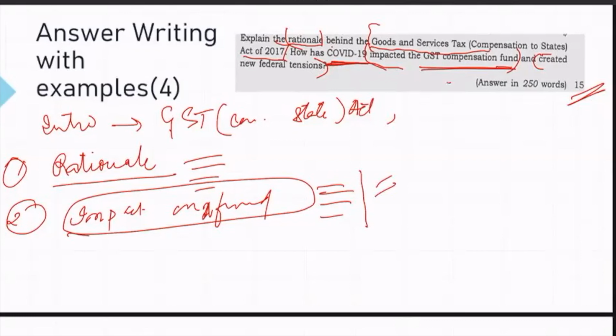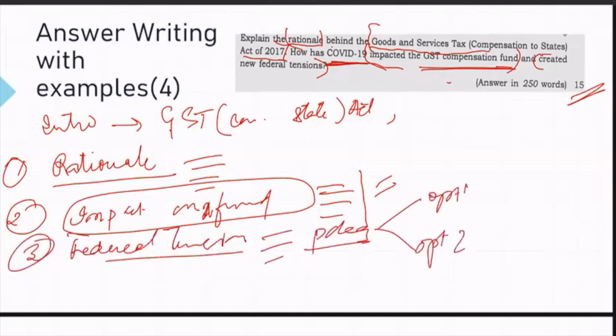Third heading, federal tensions. There were a lot of things that happened, no? Then they came up with the package. It was quite in the news. There were two options given. Option one, option two, and then you will write on this.